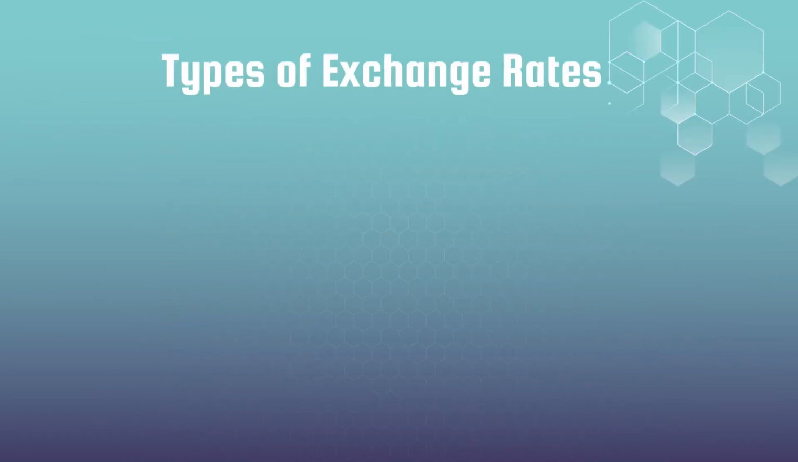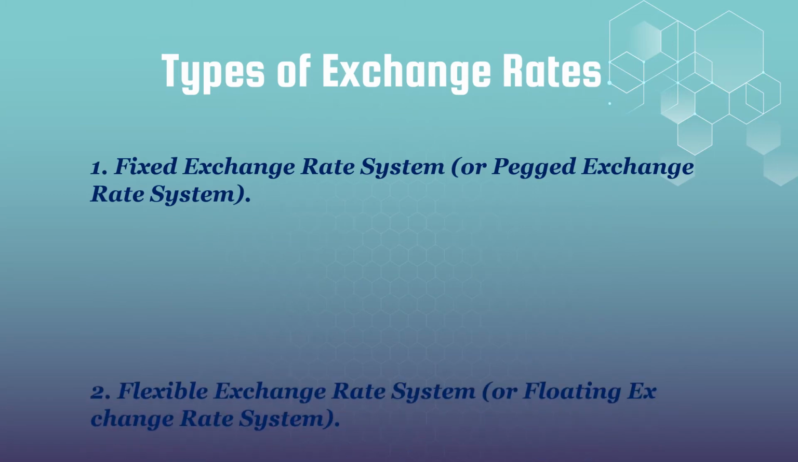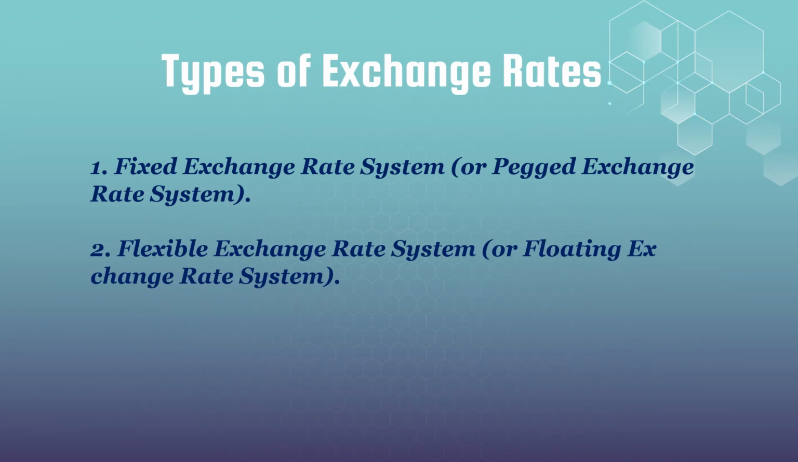For the types of exchange rates, we have broadly three main categories, or we can say we have three main types of exchange rates. The very first is the fixed exchange rate system. We also call it the pegged exchange rate system. Next we have the flexible exchange rate system. We also call it the floating exchange rate system. And lastly we have the managed floating rate system. So these three are the types of exchange rates. Let's discuss more about it.